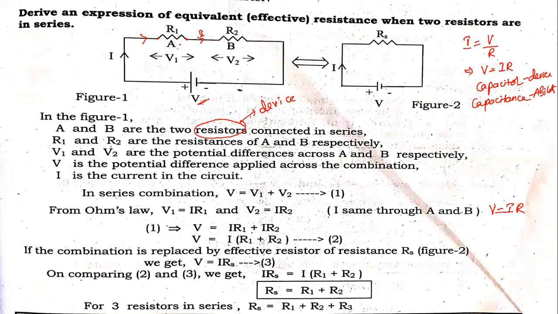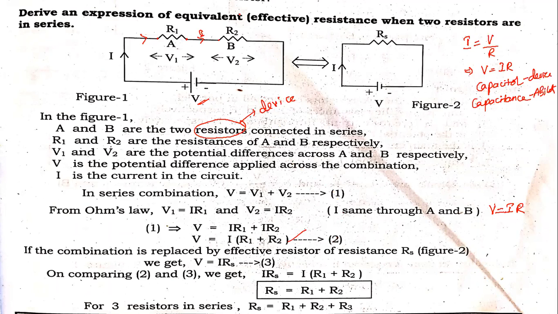So the current is the same, but the potential difference is different, because the resistance used is different. So what can we do? V is equal to V1 plus V2; substituting the value of V1, I into R1, plus V2, which is I into R2. I is common, so take I outside, and you get I into R1 plus R2. Take this as the second equation.